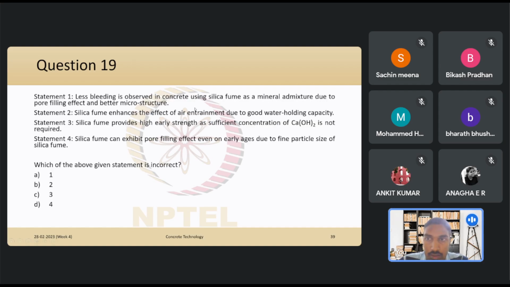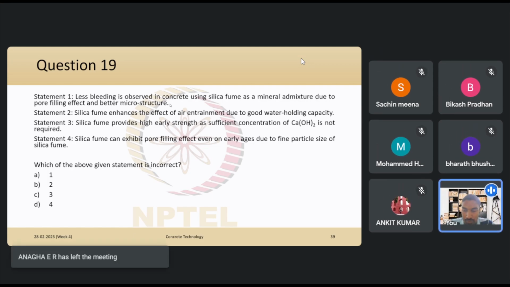Okay, so let's take a look at each of the statements. The first statement talks about bleeding in concrete. It says less bleeding is observed in the concrete when silica fume is used as a mineral admixture because of the pore filling effect and better microstructure. So that is true. We have already seen that the use of mineral admixtures is going to affect the porosity, right? It's going to reduce your porosity. It's also higher in the case of silica fume, like the pore filling effect, and therefore you will observe less bleeding, right?